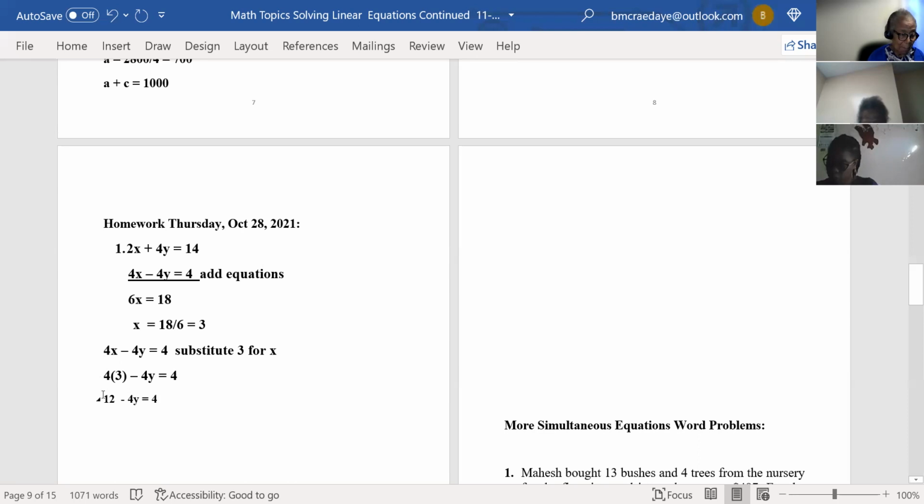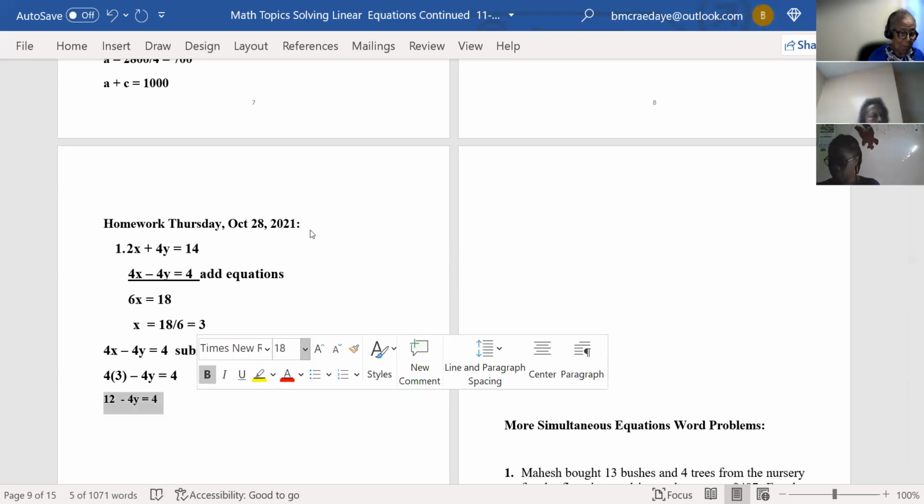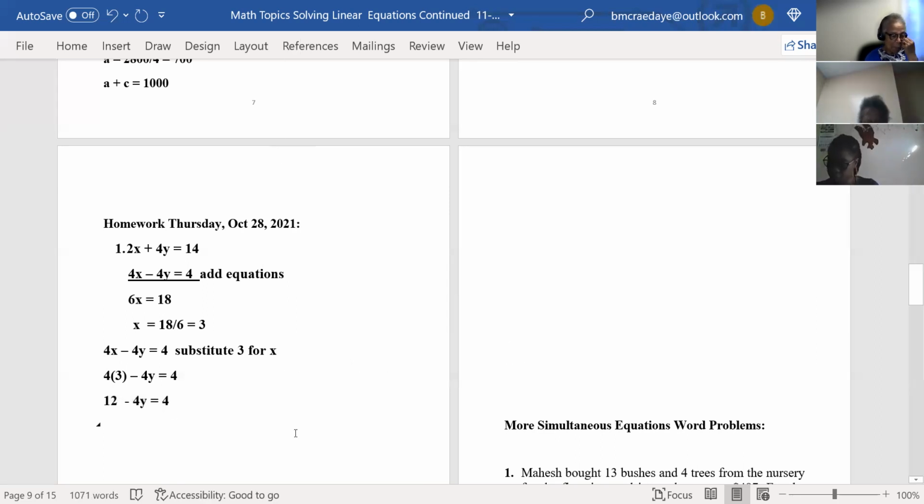So what you do, you bring over which one? Okay. I would prefer to bring the 4 over, change the sign, so this becomes minus 4x. I'll be right here now. 12 minus 4y equal to 4. We want to solve for y. What do we do first, Vanessa?